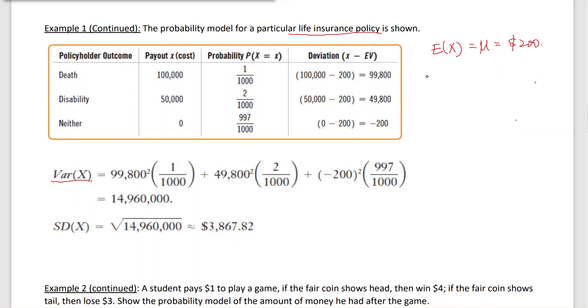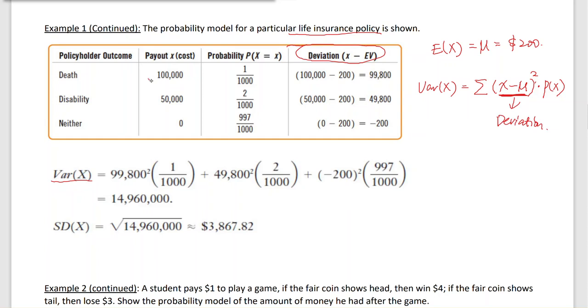Then the variance of this variable will be equal to, let's write the formula again. The variance of x is the summation of each outcome minus the mean, the expected value, squared, times the corresponding probability. To make it easier, I'll add another column called the deviation, the difference between the outcome and the mean.